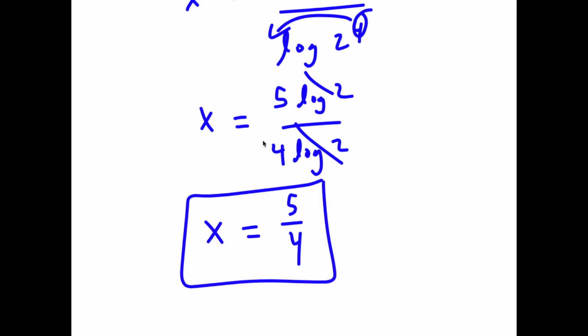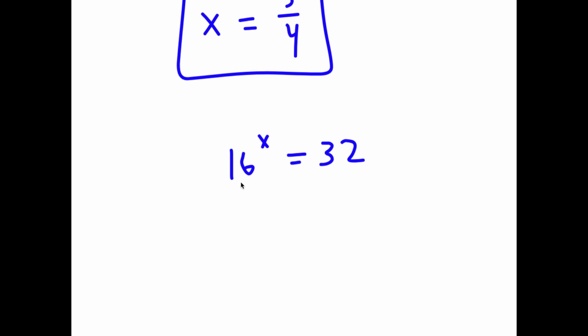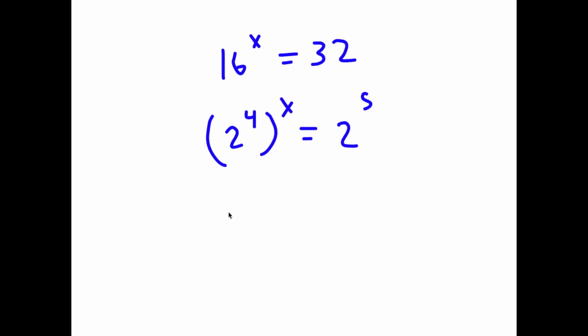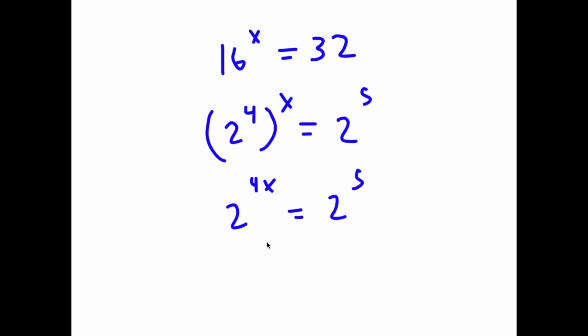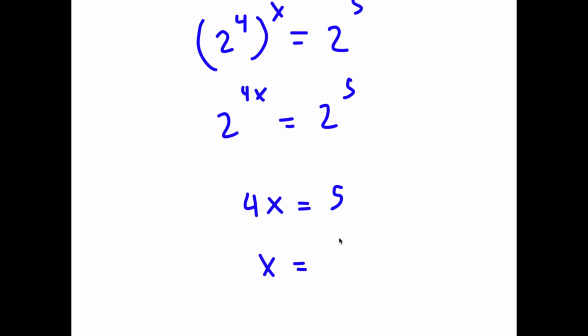Now, for my second method, I have 16 to the power of x equals 32 again, and this time I'm going to rewrite 16 as 2 to the power of 4. So I have 2 to the power of 4 to the power of x is equal to 32. I'm going to rewrite 32 as 2 to the power of 5. So now this is the same thing as 2 to the power of 4x is equal to 2 to the power of 5, meaning 4x is equal to 5, and x is equal to 5 over 4. So that is my second method.